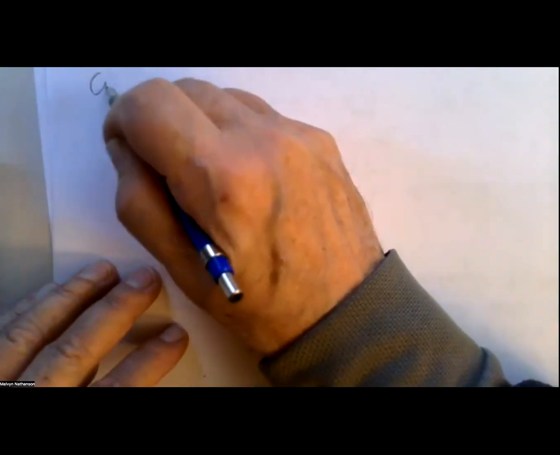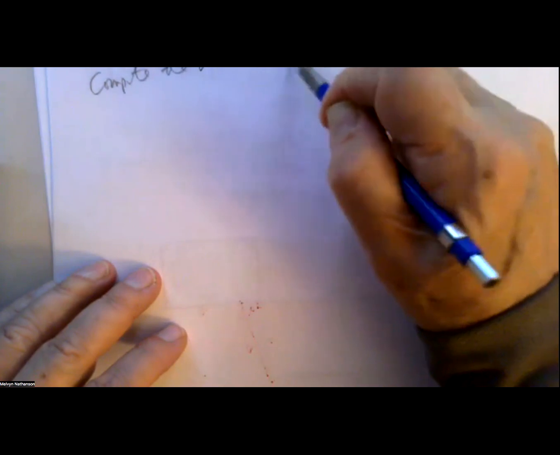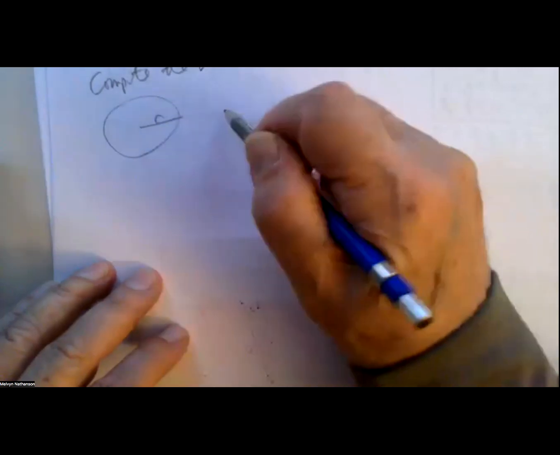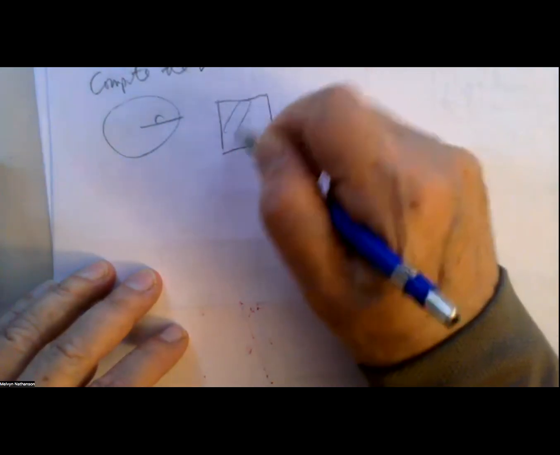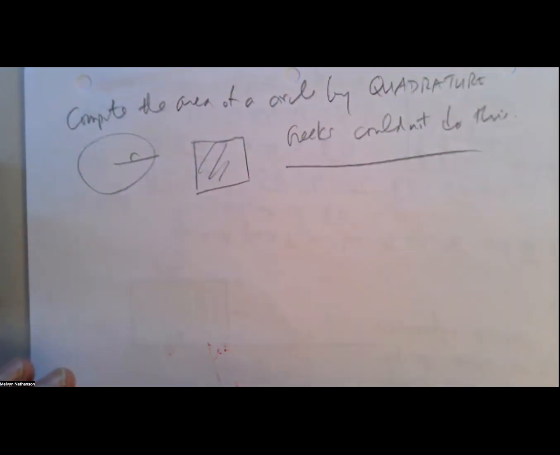And a problem the Greeks could not solve is to compute the area of a circle by quadrature. That is, given a circle of radius r, construct a square with the same area. The Greeks could not do this. They could not solve the problem of what we would call squaring the circle.